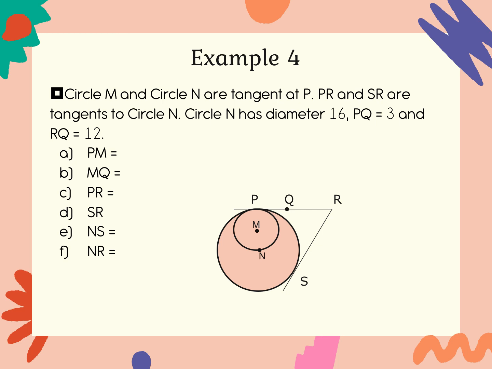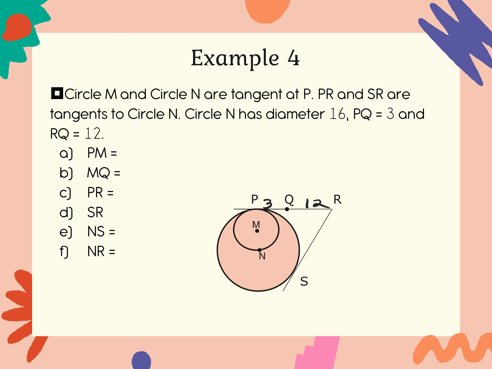Example 4. It says circle M and N are tangent at point P. PR and SR are tangents to circle N. Circle N has a diameter of 16. And it's giving us the length of PQ, which is 3, and RQ, which is 12. So this one's 3. This is 12.